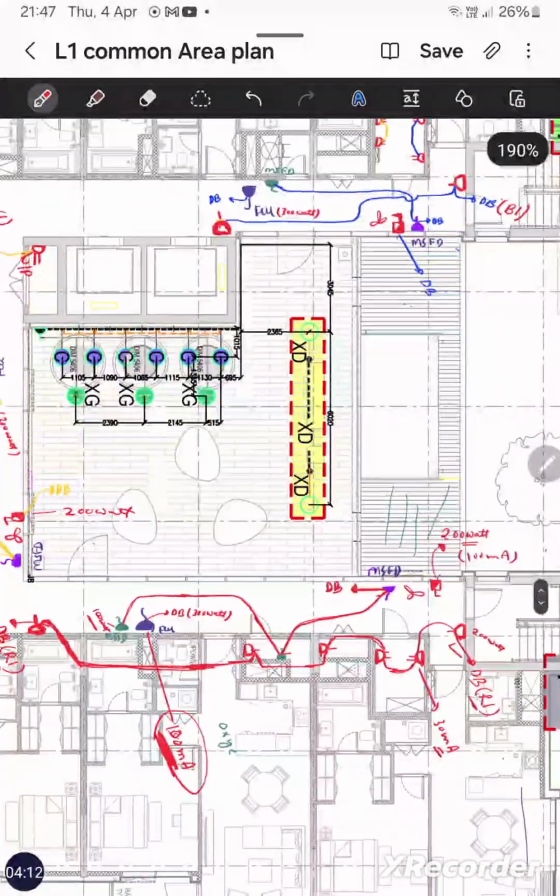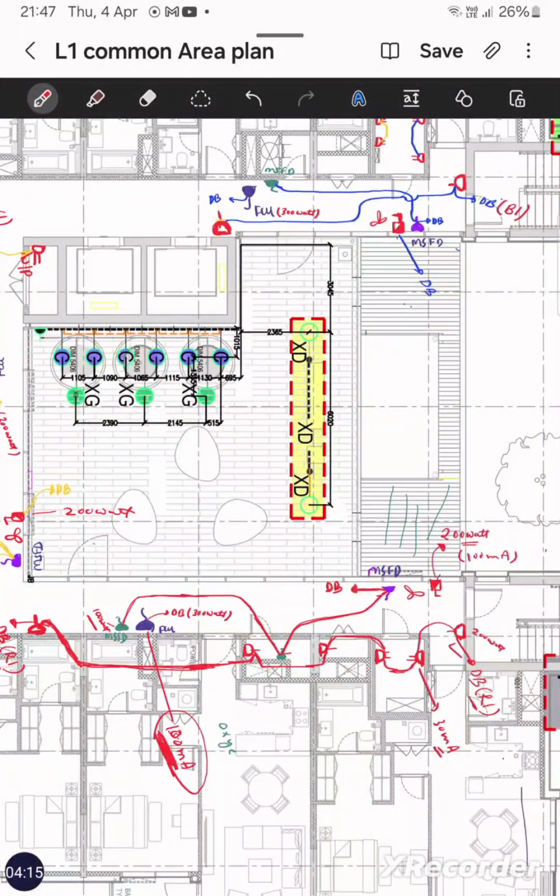Okay. Now we have MSFD also controlled by 30 milliampere. So after the general purpose socket, we can write the load circuit number for the MSFD, but we cannot write it for the FCU, because FCU is controlled by 100 milliampere and the power socket is controlled by 30 milliampere.